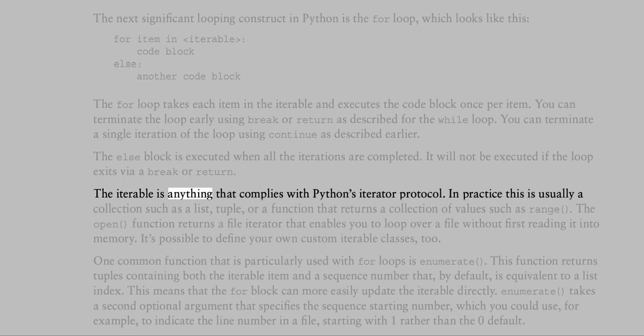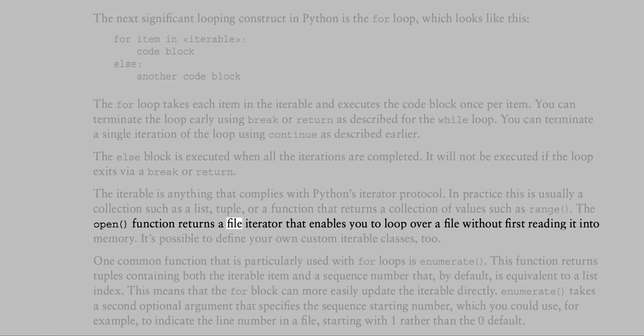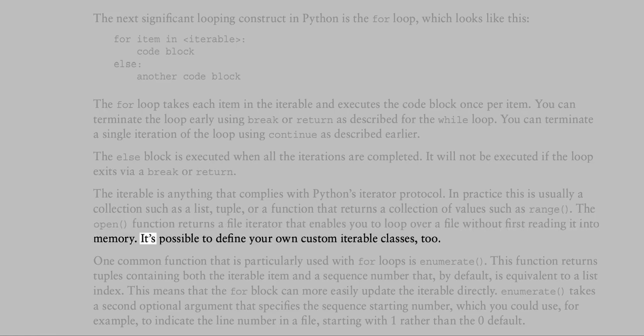The iterable is anything that complies with Python's iterator protocol. In practice, this is usually a collection such as a list, tuple, or a function that returns a collection of values such as range. The open function returns a file iterator that enables you to loop over a file without first reading it into memory. It's possible to define your own custom iterable classes too.